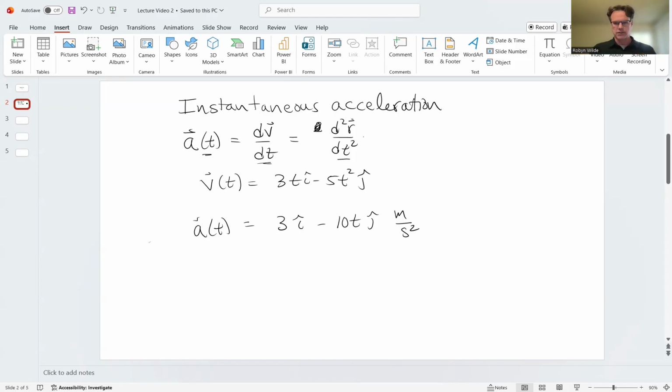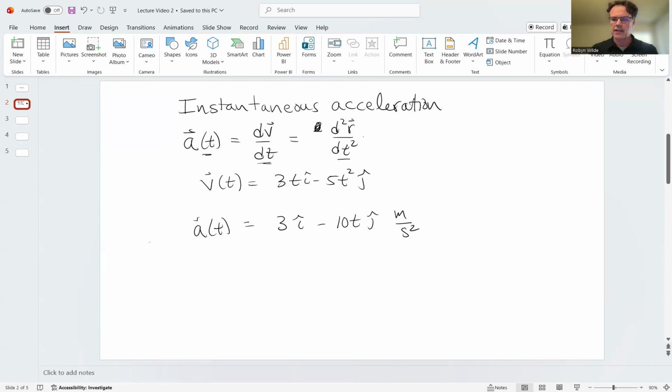Now, let's do an example. So the velocity, again, this is an instantaneous velocity. Let's just say it's 3t i hat minus 5t squared j hat. Now, I haven't put the units, but they would be meters per second typically. So just take the derivative of either component, right? The derivative of 3t is 3. The derivative of negative 5t squared is negative 10t. And these would have units of meters per second squared, typically in the metric system, right? So this is an acceleration.